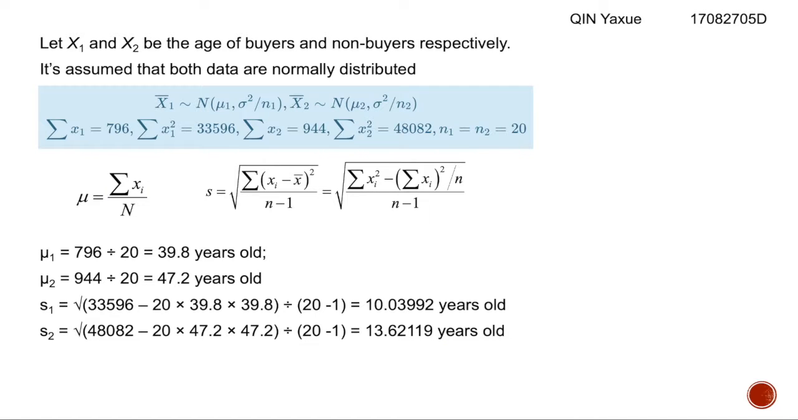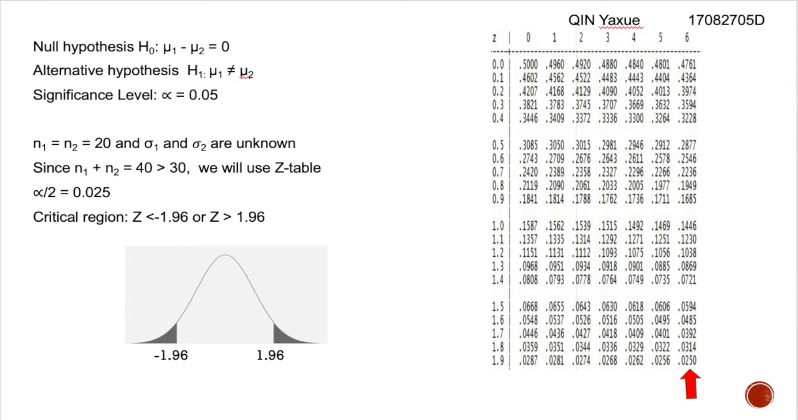First, we let x1 and x2 be the ages of buyers and non-buyers respectively, and we assume that both data are normally distributed. According to the sample table shown above, we can calculate the sample mean and sample standard deviation according to these two formulas. We get mu1 is equal to 39.8 years old and mu2 is 47.2 years old. As for sample standard deviation, S1 is 10.04 years old and S2 is 13.62 years old.